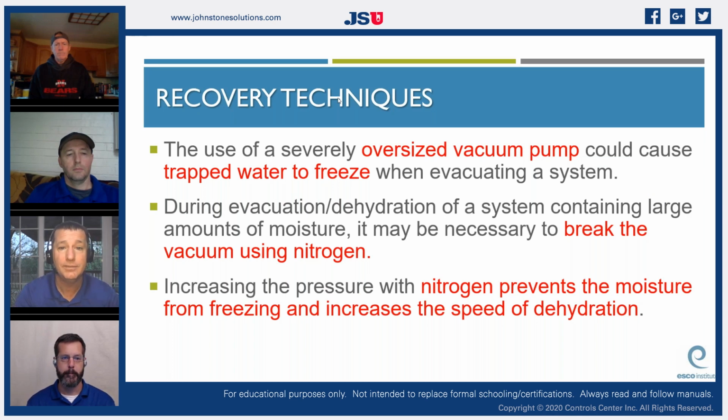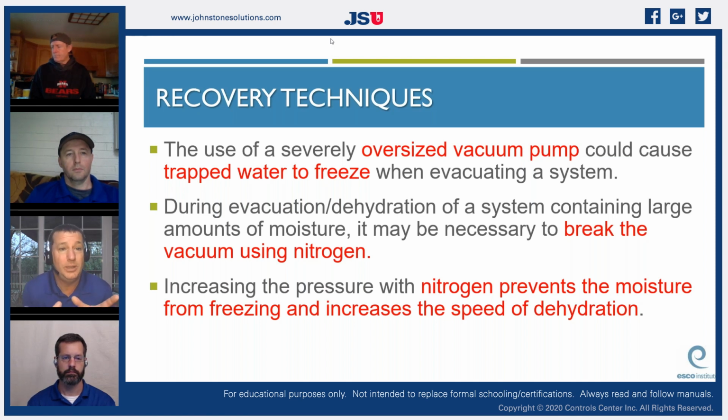So the use of a severely oversized vacuum pump could cause trapped water to freeze when evacuating system. And we talked about that even with our residential stuff. The old rule of thumb is 1 CFM per ton is typically what we needed in a residential system. So if I was doing a 5-ton system, I don't need any more than 5 CFM on my vacuum pump. I teach most guys 3 CFM is appropriate. So we have to be aware that pulling a vacuum too fast is going to cause refrigerant to boil very rapidly, which could cause water to freeze. And especially in these tube and shell heat exchangers that have water or glycol in them, we just have to be careful of that. We just have to know what size of equipment we're pulling.